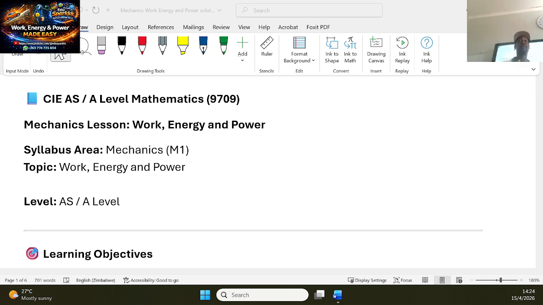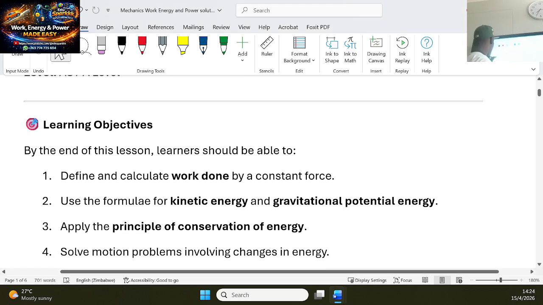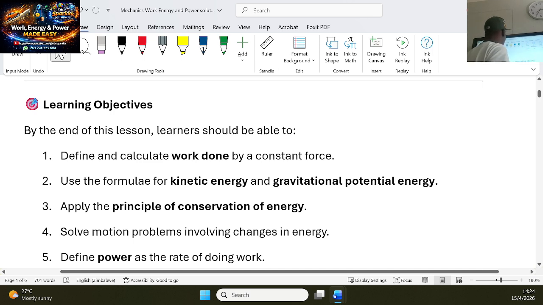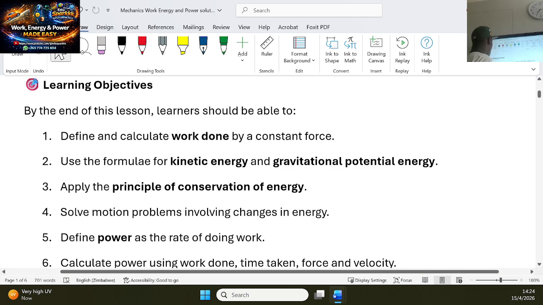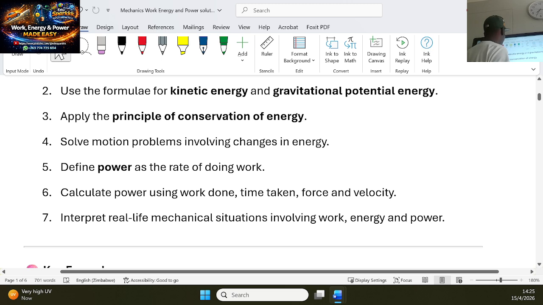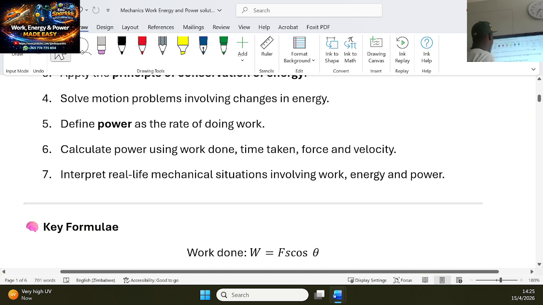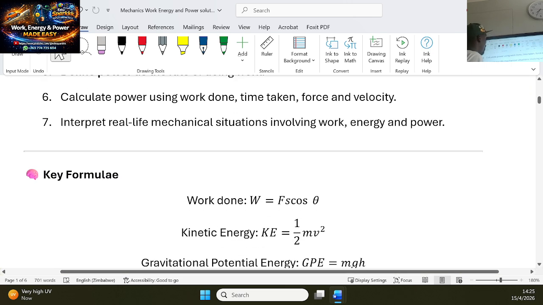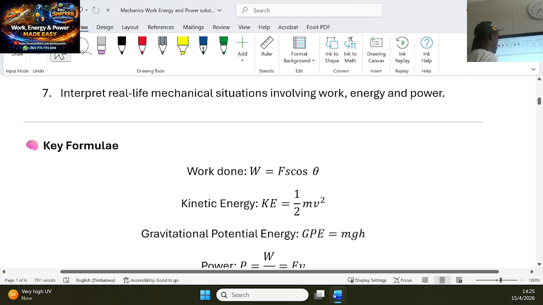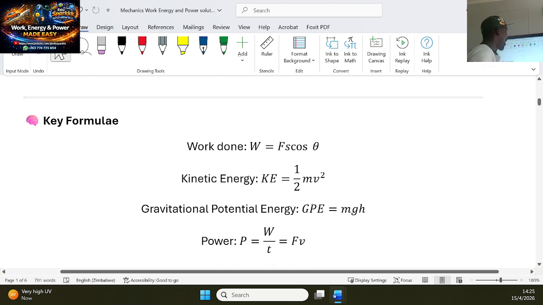Good afternoon, folks. This time around, we're going to discuss work, energy and power under the mechanics option in mathematics. By the end of this discussion, I hope we'll be able to define and calculate work using formulae of kinetic and gravitational potential energy, apply the principles of conservation of energy, solve motion problems involving changes in energy, define power as the rate of doing work, calculate power using work done, time taken, force, and velocity, and also interpret real-life mechanical situations involving work, energy, and power.